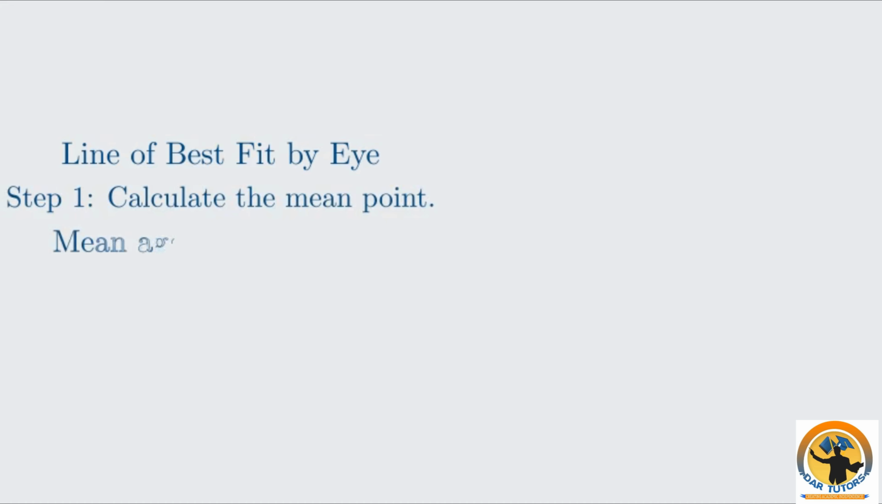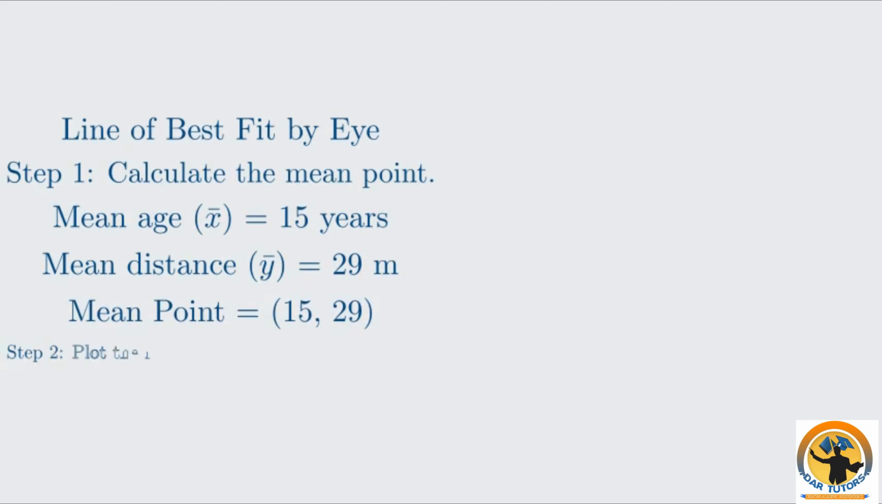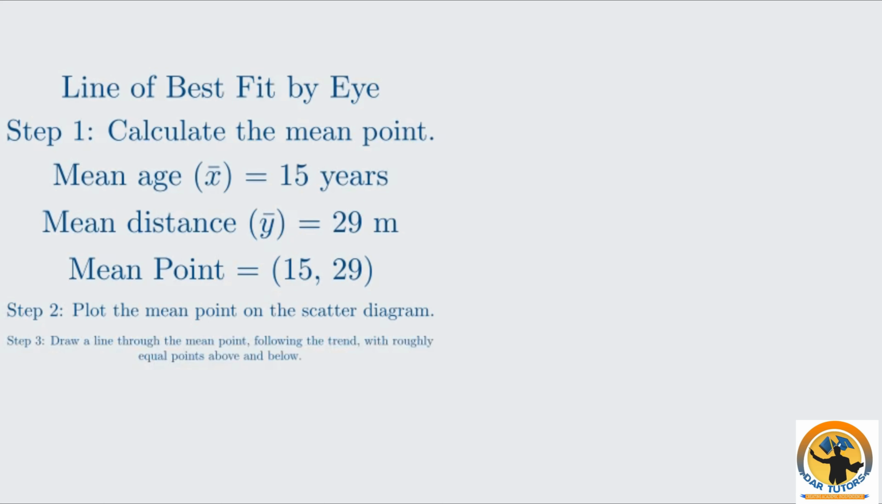First, calculate the mean of all the x values and the mean of all the y values. We call this the mean point. Second, plot this mean point on your scatter diagram. Every line of best fit must pass through this mean point. Third, draw a line through the mean point that follows the general trend of the data. You should aim to have roughly the same number of data points above the line as below it.